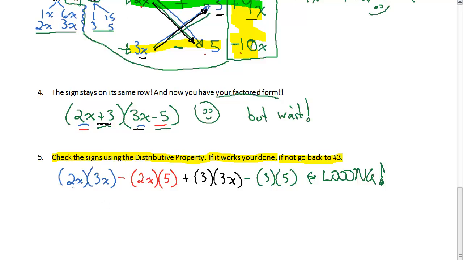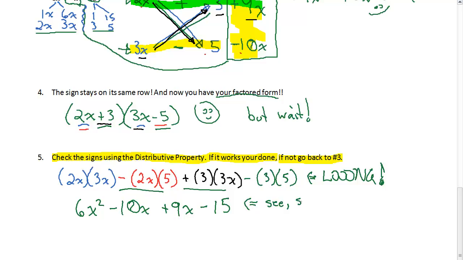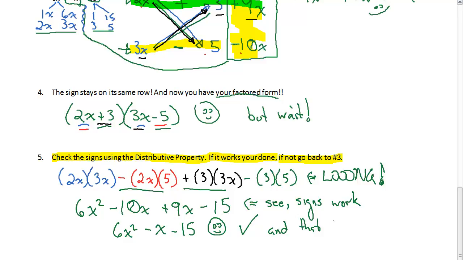Now, 2x times 3x is going to give you 6x squared. This term gives you a negative 10x. This term right here gives you your positive 9x, which we know are like terms. And a negative 3 times 5 is a negative 15. And this is what I want to see. The signs work, which makes me super happy. Now I'm just going to combine my like terms, and I'm going to get 6x squared minus x minus 15, which is what I'm supposed to have. And so there's my check, and that makes us happy.